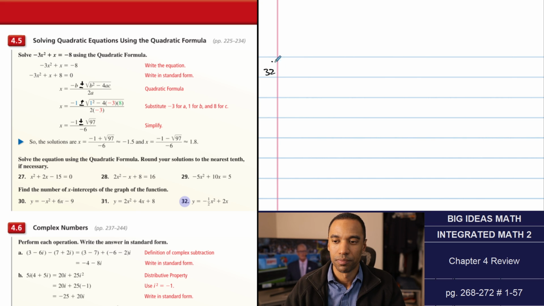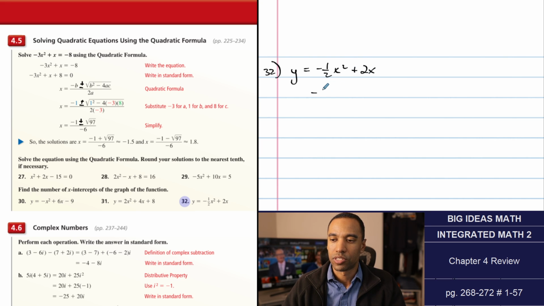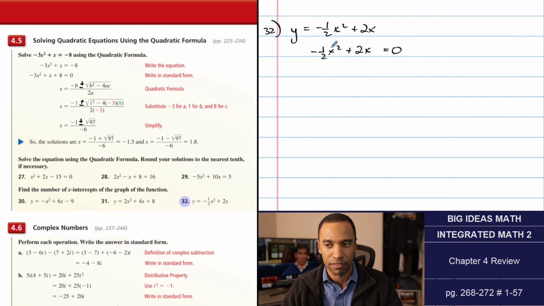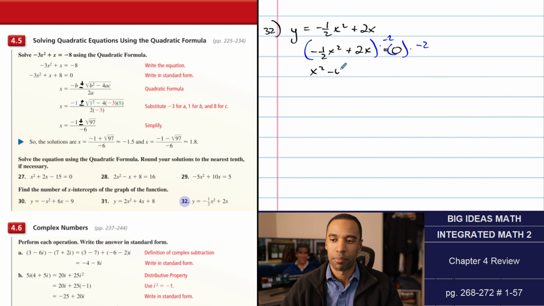Number 32, y equals negative 1/2 x squared plus 2x. Once again, we're setting this equal to 0, at least that's the way I want to play with it. There is no c value that I can notice here. However, I want to do a little bit more. I'm going to multiply everything by negative 2, just so you're not wondering what I did if you're watching me on mute. I want x squared minus 4x equals 0. Let's make it good looking.